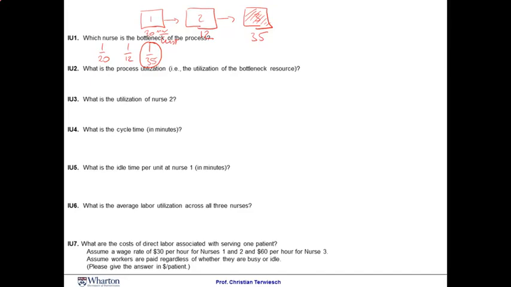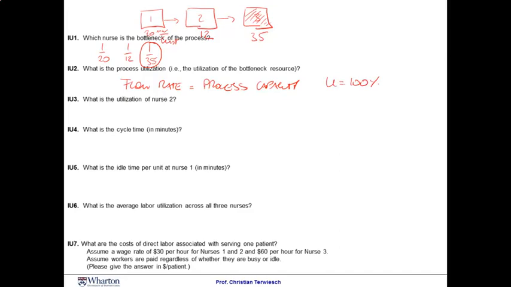Now, what is the process utilization here? What is the utilization of this entire process, assuming, as you could see on the previous slide, that we have unlimited demand? Well, if we have unlimited demand, the flow rate is going to be driven by the process capacity. The process capacity, in turn, is driven by the capacity of the bottleneck, which we said was 1/35 athletes per minute. Now the utilization is then simply going to be 100% because, again, the constraint is the bottleneck, not demand.